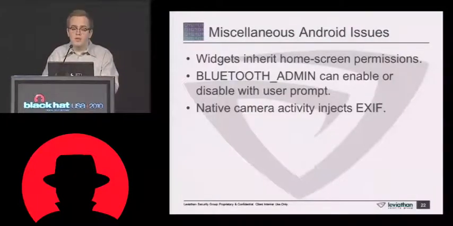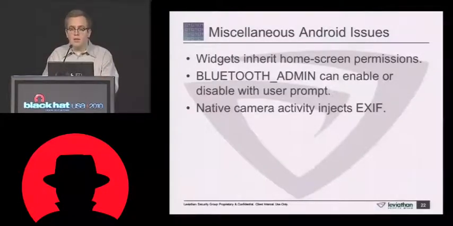Along the same lines, the Bluetooth admin permission will enable your application to automatically turn Bluetooth on or off without any kind of prompting to the user. Normally, applications that define Bluetooth privileges have that privilege, but the user is still warned, hey, this application wants to turn on Bluetooth. Do you want to allow this? With the Bluetooth admin permission, that's not going to happen.